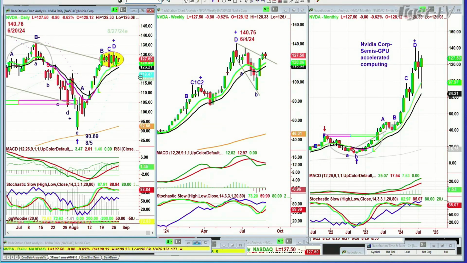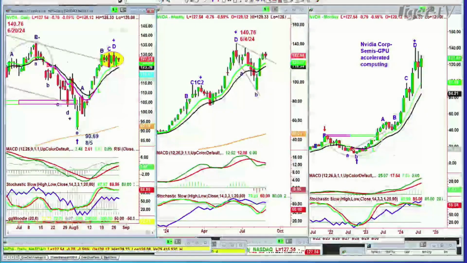I think it's in this big digestive phase, and therefore I'd be looking at it still stuck in a range. I don't see any reason why you can't think of this as just range bound. Could be a bigger range between 135 and 119. If it takes out 119 by Friday, that's a big negative, and I think that'll drag the semiconductors down. That'll drag the QQQ down.